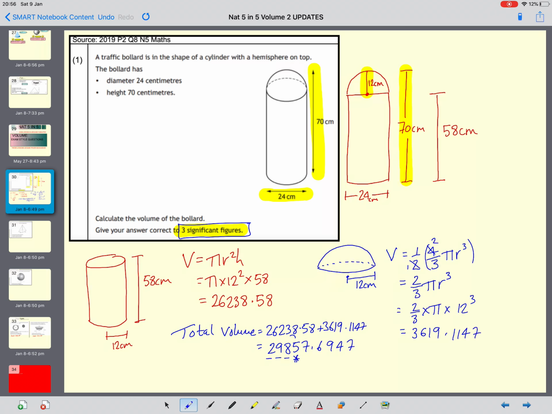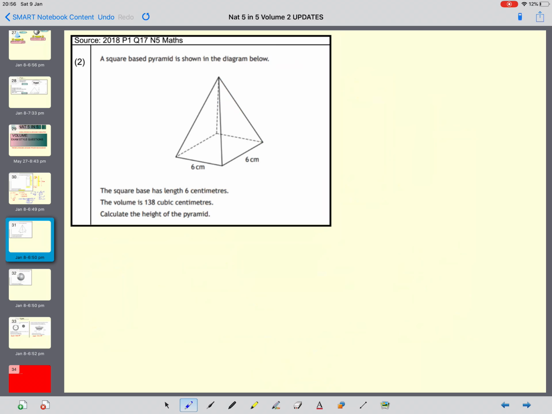So 1, 2, 3, this 5 is my decider, it does in fact round my 8 up to a 9. So my answer is 29,900 centimetres cubed. And that is my final answer. Next one.